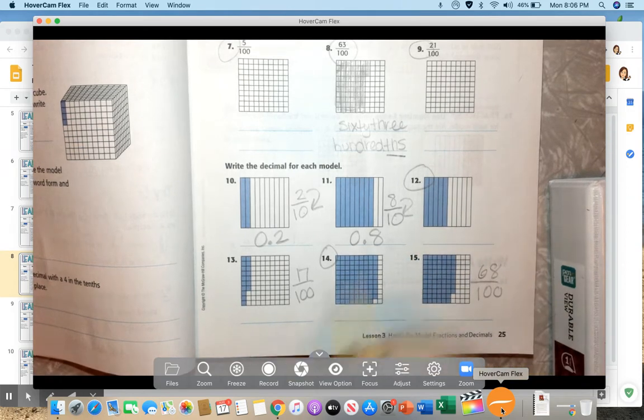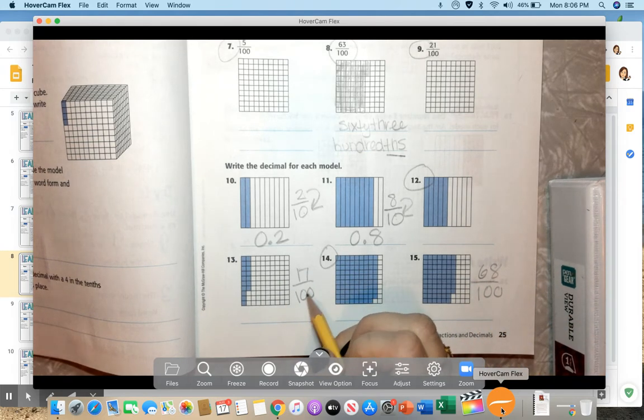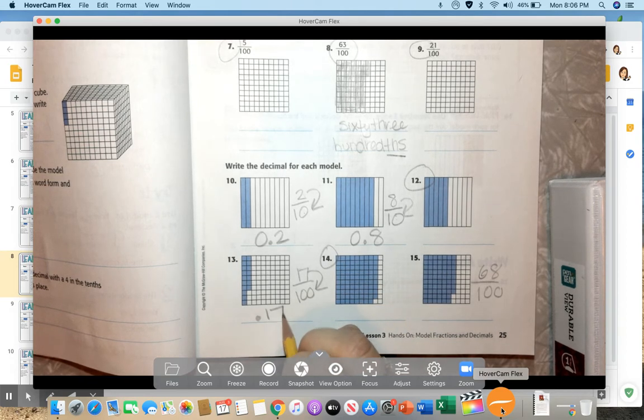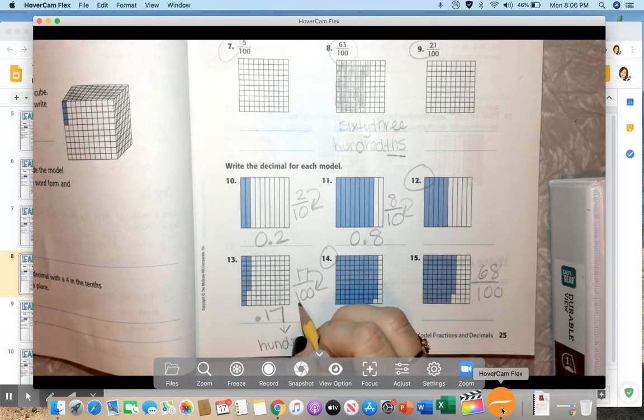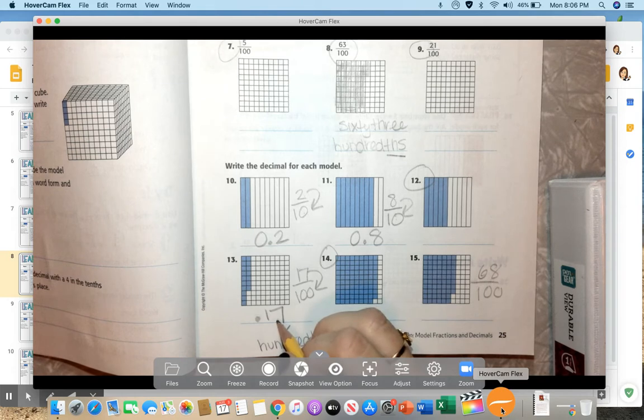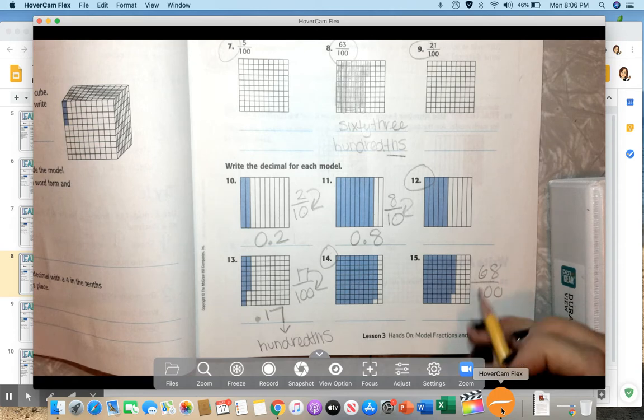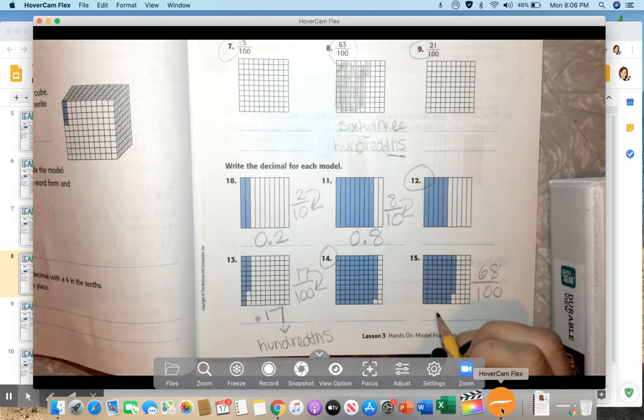I want you to do number 12. Write the fraction, then write it as a decimal. This is 17 hundredths, so I need 17 sitting in the hundredths place. So that would actually look like this. And here's why. When I read this, I have 17, but this digit is sitting in the hundredths place, which is good because it's out of 100. So the 7 is sitting in the hundredths place. I'll do number 15. You guys do 14 on your own. 68 hundredths. So that would be, again, decimal 68. This 8 is sitting in the hundredths place.